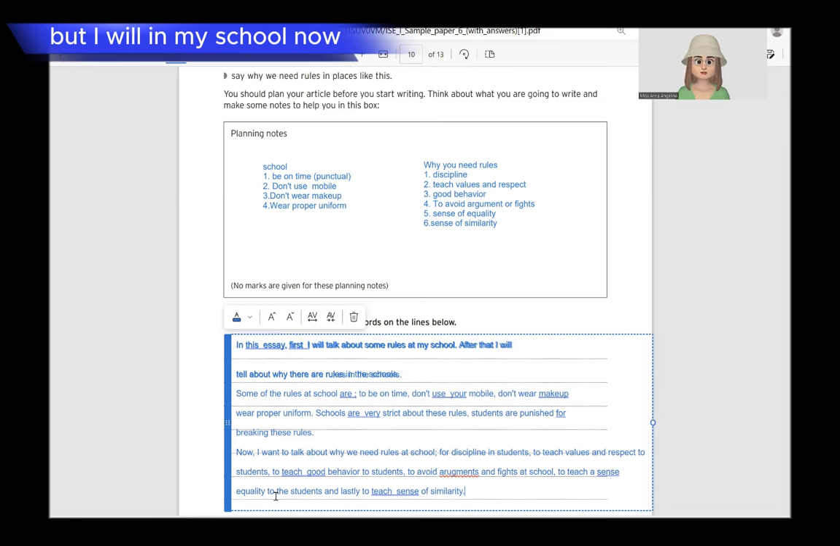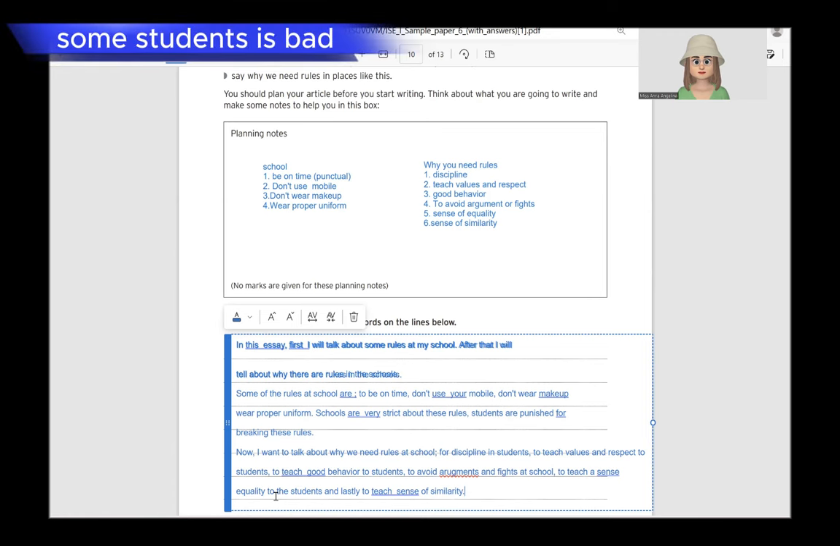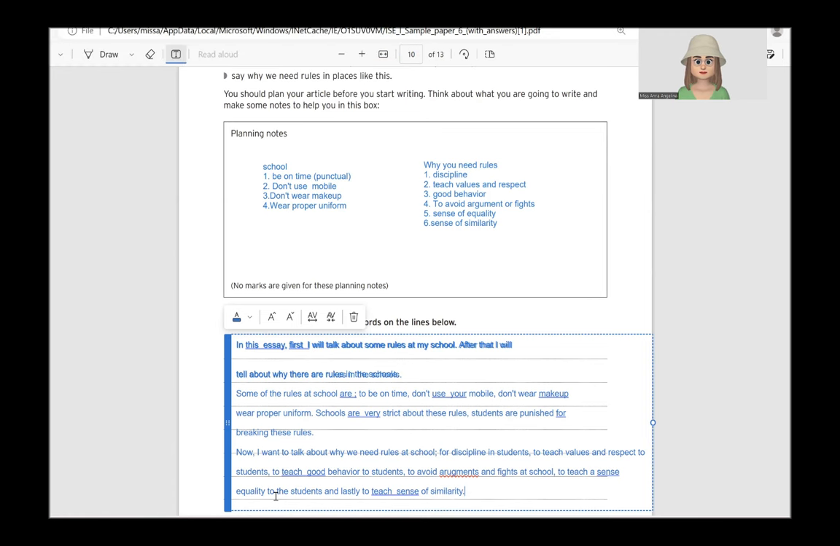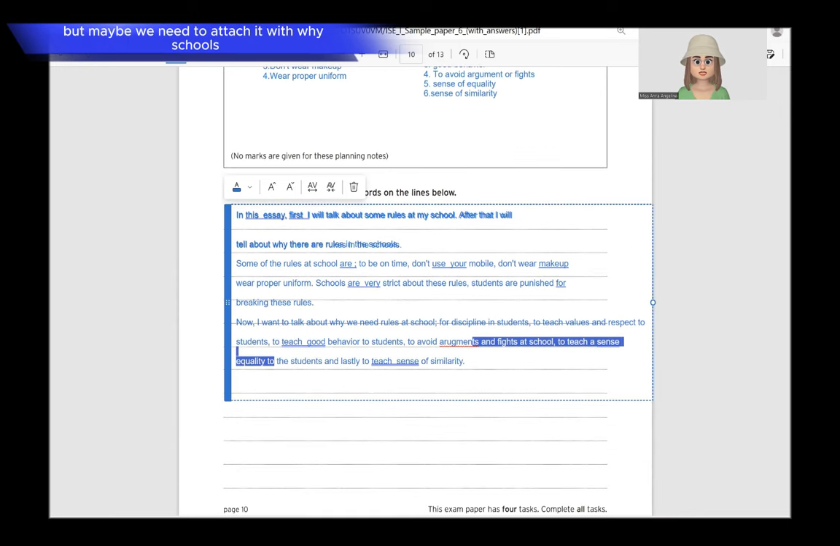When I was in my school... Now, Nidhi, tell me about your school. In your school, all students are nice, or some students are good and some students are bad? Some students are bad. Good students sit in front, and bad students sit at the back. Okay, I understand that. But Nidhi, we need to attach it with why schools have rules.